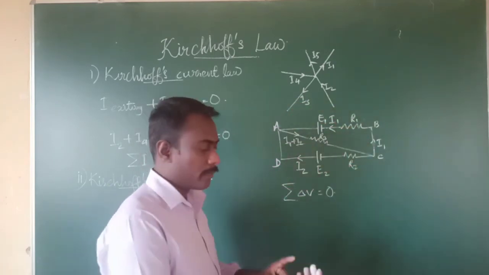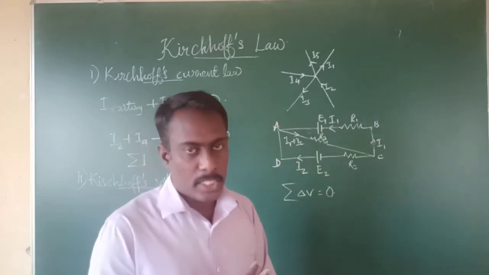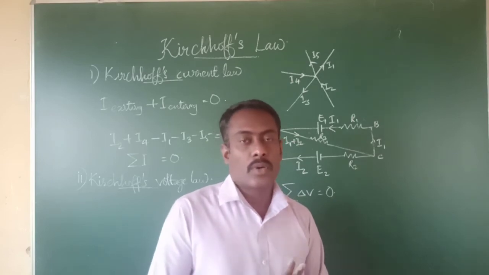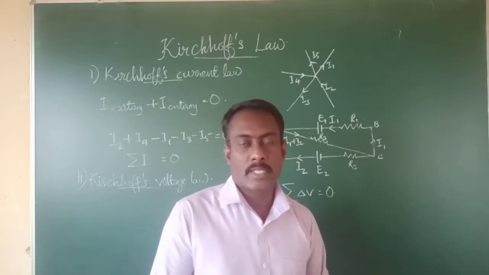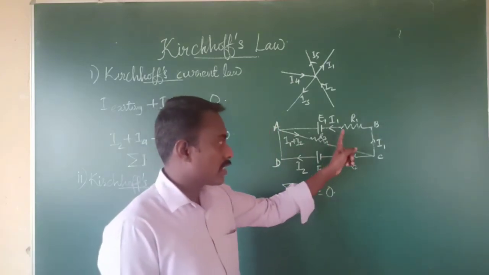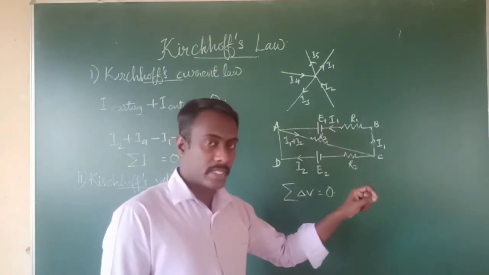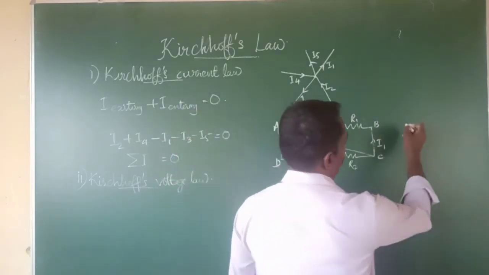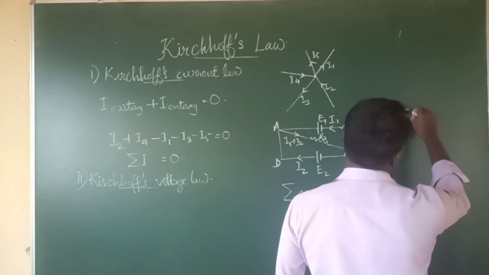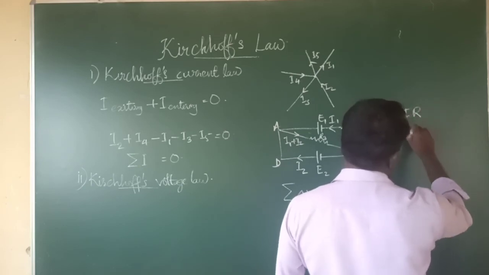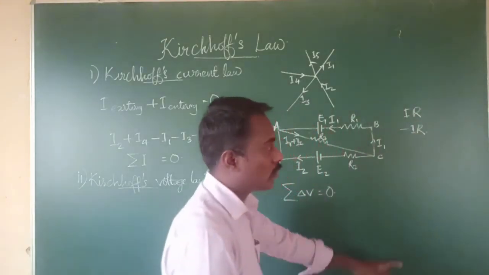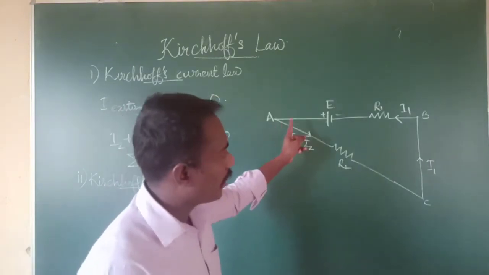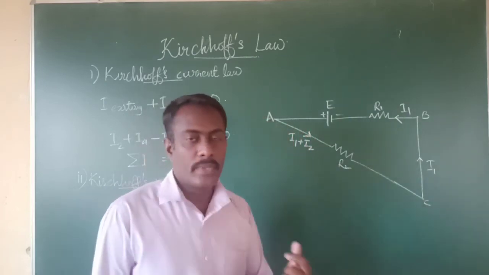So if the resistor is traversed in the direction of electric current, then the voltage will be taken as positive. And if the resistor is traversed opposite to the direction of electric current, then the voltage will be taken as negative. That means plus I into R and minus I into R, where voltage V is equal to I into R. We consider a loop here. So for this loop A, B, C, A, how can we calculate?